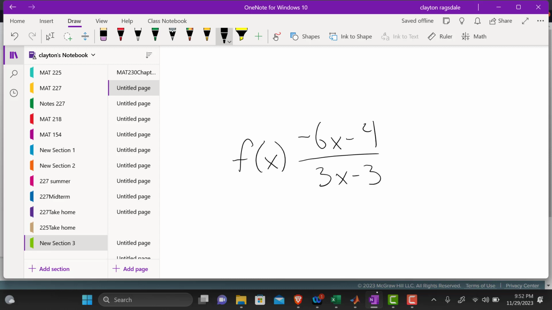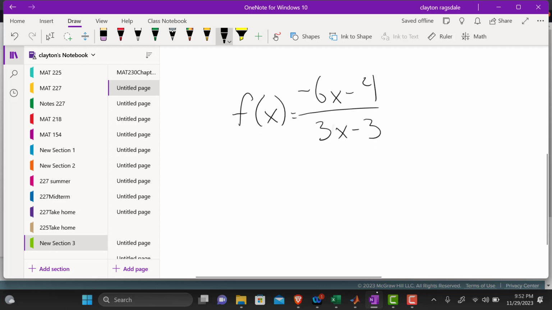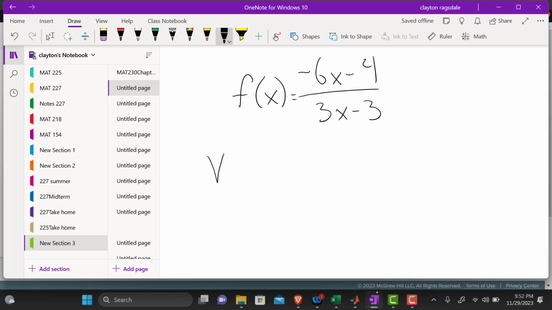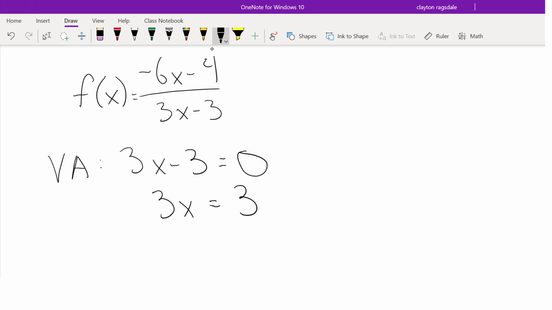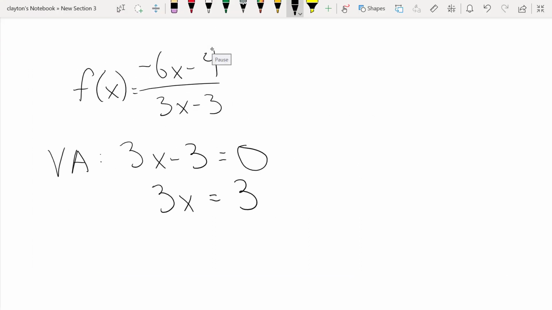And so we still have the case for a vertical asymptote to take our denominator and set it equal to 0. All right, so let's just move some stuff around. Adding 3 to both sides and dividing by 3, we get x equals 1. So same idea as before.